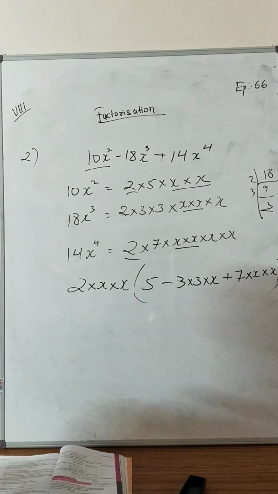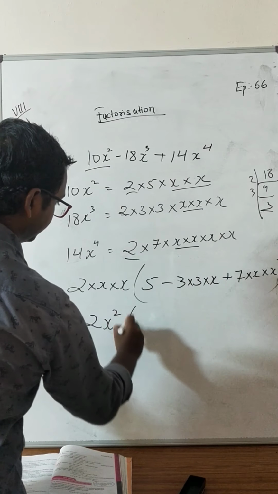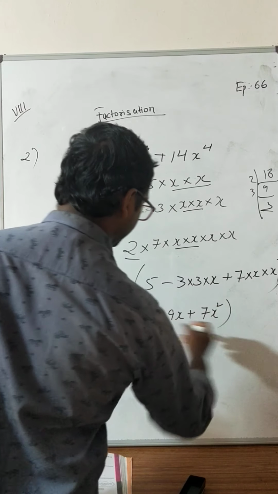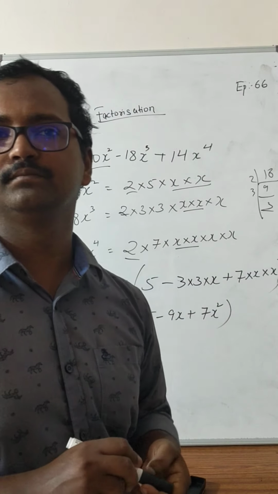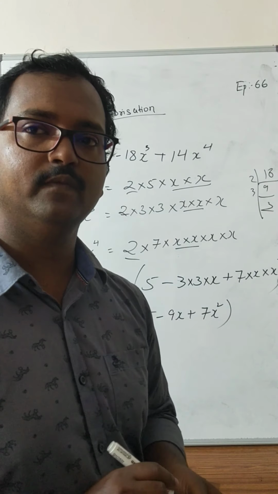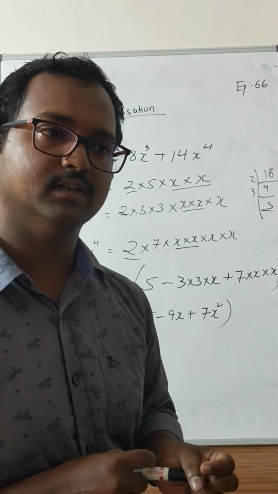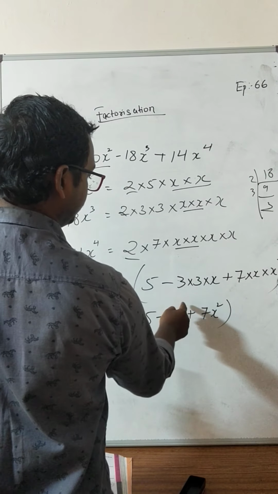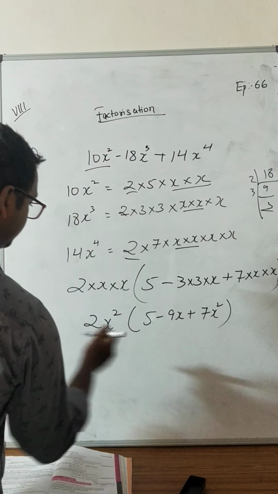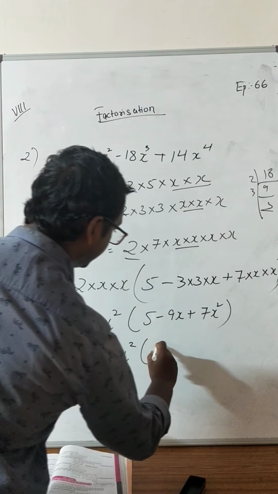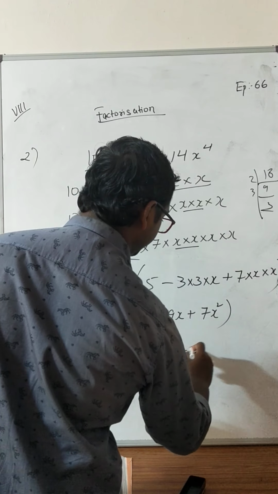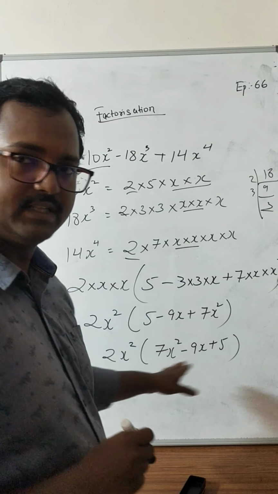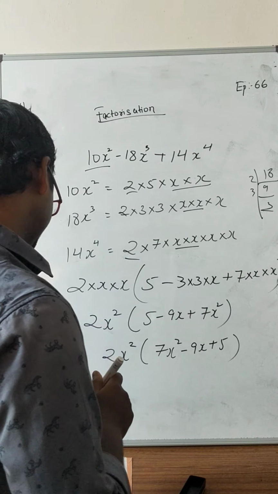Okay. So what we are getting, 2 into x is 2x square. 5 minus 3 into 3, 9x plus 7x into x, 7x square. So in this algebraic expression, always keep the term with the highest power in the front. See here, this has the highest power, which is 2, then 1, then 0. So I am going to rewrite this as 2x square. 7x square I am going to bring in the front, then I will put minus 9x, then I will put plus 5. Okay, I just rearranged them in this order. So 2x square (7x square minus 9x plus 5).